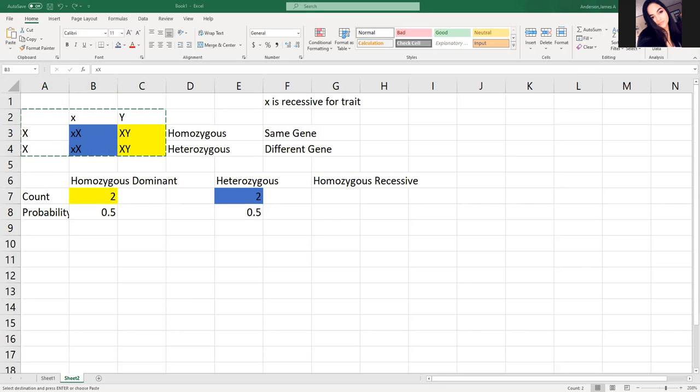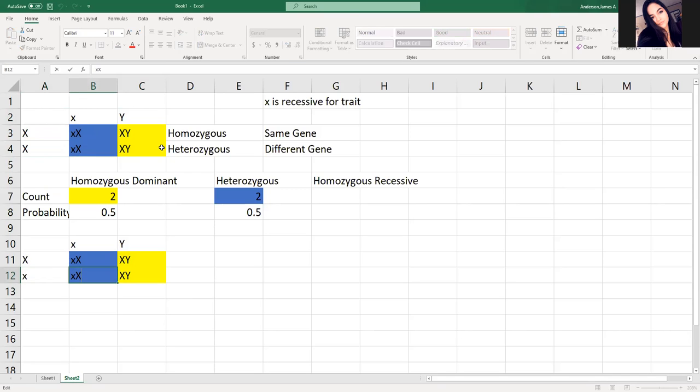So if the mother has one defective X chromosome, I'm going to copy this. And it's going to ask what happens if one of these is a lowercase x. So they want to know what happens.